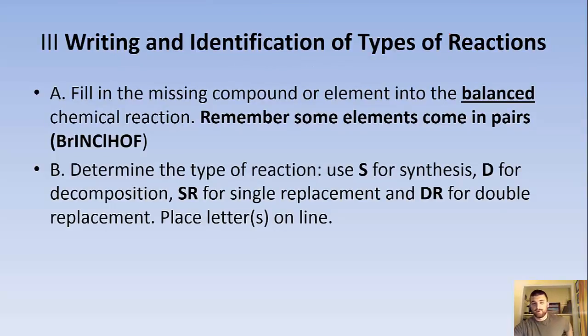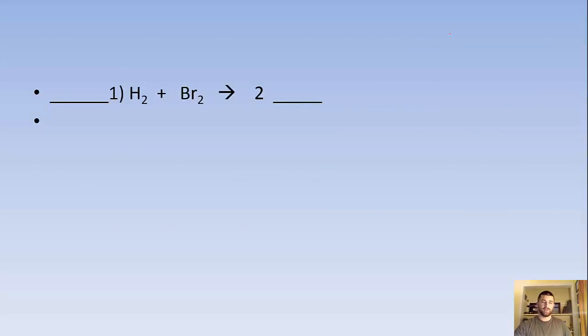All right, so things to watch out for are those Brinkelhoffs, the things that show up in pairs: Br2, I2, N2, Cl2, H2, O2, and F2. All right, so you want to make sure that you don't let them trip you up. So here I have an example of a partially completed equation. I have H2 plus Br2 giving me 2 blank. Well, what goes in here?